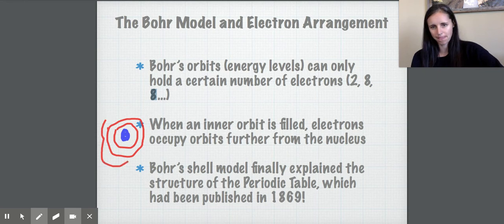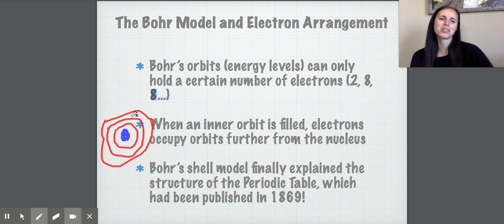Well, they didn't hire me to draw circles. My circle drawing's terrible. We go to our third shell. So the idea is that once an inner orbit is full, I go to the next orbit, to the next orbit, to the next orbit.